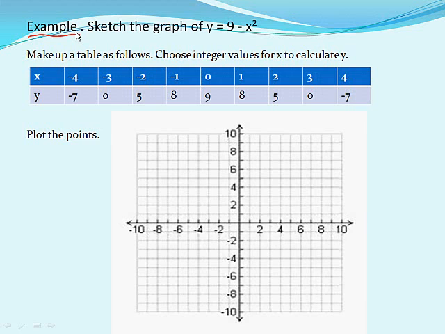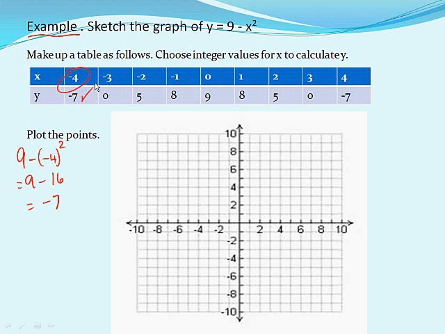Choose integer values for x to calculate y. So for example, if you need to calculate the y value corresponding to x equals negative 4, substitute in the formula like this: 9 minus negative 4 squared. Negative 4 squared will be positive 16, and that will be 9 minus 16, which will be negative 7. That's how you get this negative 7 here.